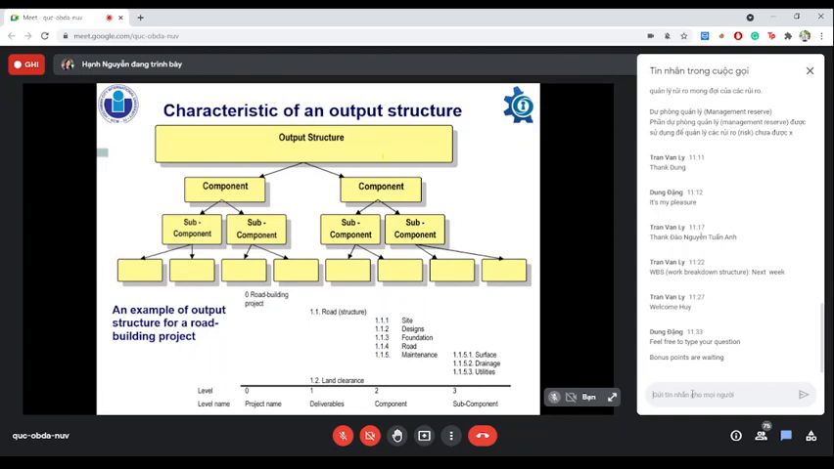Please start, Khang. Sorry, I cannot turn the camera on. As Tung Wei has mentioned WBS in the previous part, I would recall a little bit. So what is rating a WBS? Rating WBS is the process of subdividing project deliverables and project into smaller and more manageable components. WBS can be rated with a combination of output structure, process structure, and organizational structure.